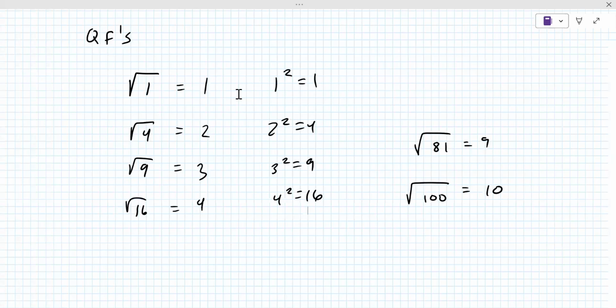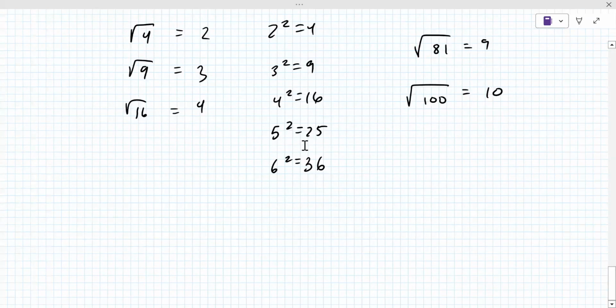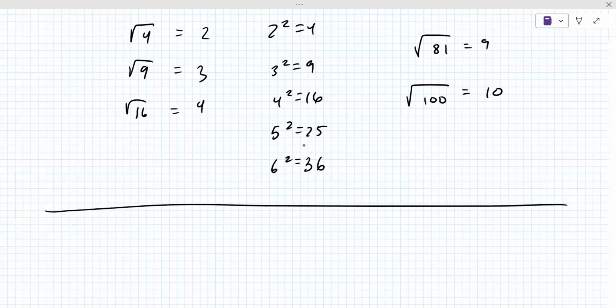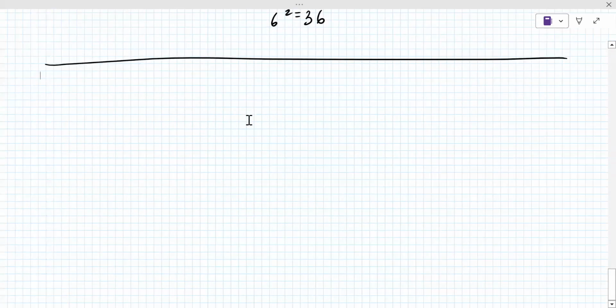5 squared is 25, 6 squared is 36. Oh, and then I know 8 squared is 64. Good. Okay, good. Now, this might be new, and that's why I'm not sure what to expect here.